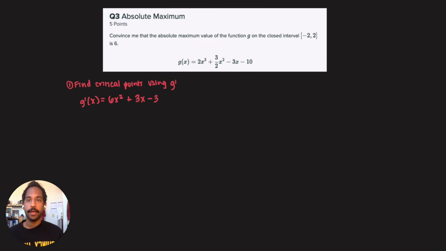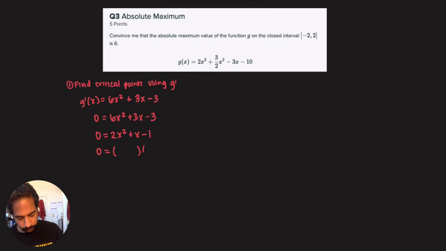And the way we find critical points is that we set the derivative equal to 0. 0 equals 6x squared plus 3x minus 3. I'm going to divide everything by 3. So I'm going to get this equals 2x squared plus x minus 1. In this case, what I can do is factor 2x squared plus x minus 1. Since 2 is a prime number, I can't really do much with it, so I just have to say 2x is one of them and x is the other.